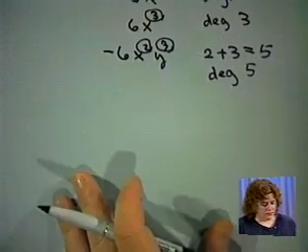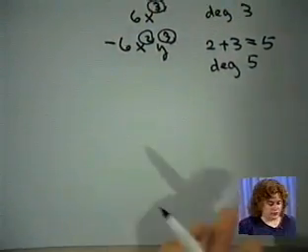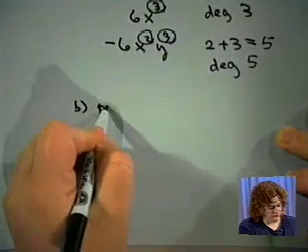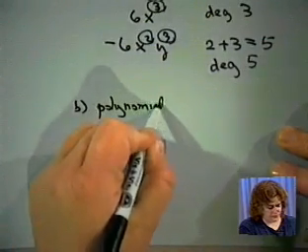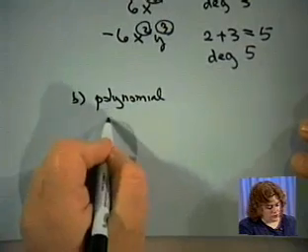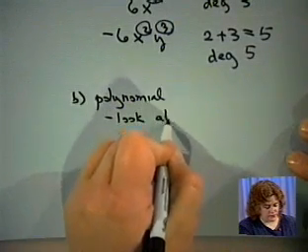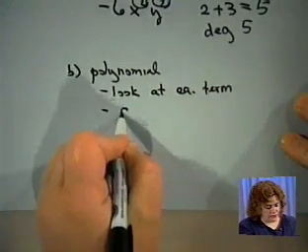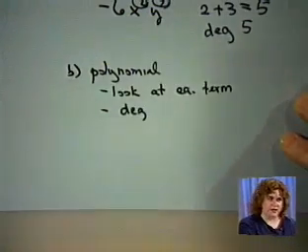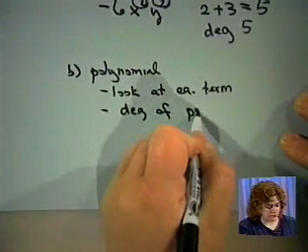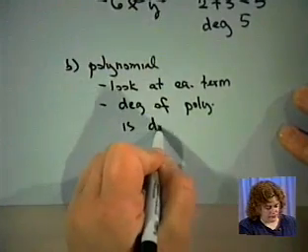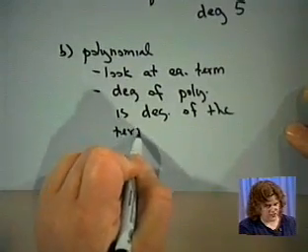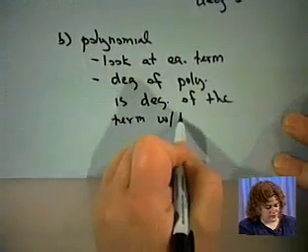Now, if you have more than one term, we'll just look at the general case of calling it a polynomial. What you're going to do is look at each term and determine the degree. And you simply take the degree of the term with the highest degree. The degree of the polynomial is the degree of the term, which is much longer to write out than to do, with the highest degree.